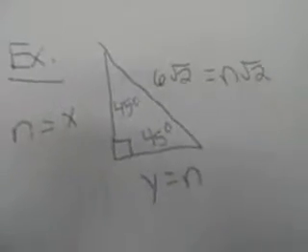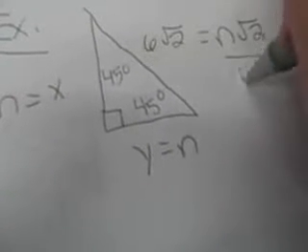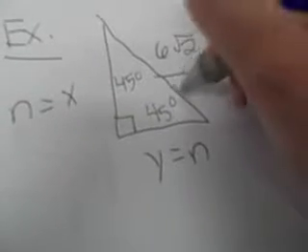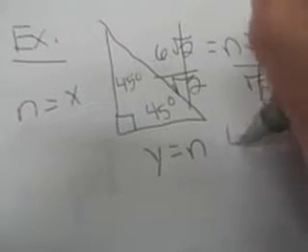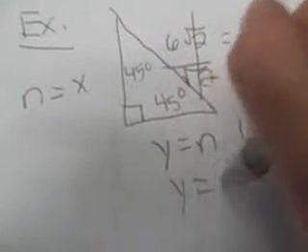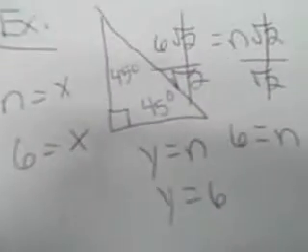To do that, I'm going to divide by the square root of 2 on both sides. This makes our square root 2's cancel out, and we're left with 6 is equal to n. The last thing that we need to do is take it and plug it back in. So y is equal to 6, and x is equal to 6.